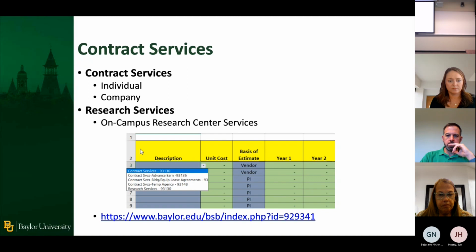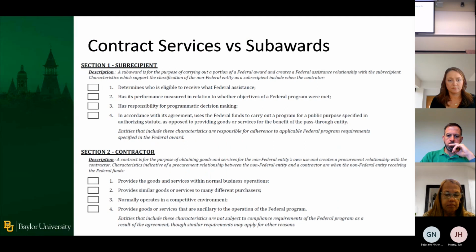We also have research services, and those are our centers on campus, like our mass spec center. And then we have the statistical science center. I know there's a handful of others on campus that are commonly used. So one of the common mistakes whenever you're creating a budget is whether someone should be a contracted service or a subaward. And again, budgeting wise, the difference is that for the cost over $25,000, we're not going to charge F&A on that amount of money.